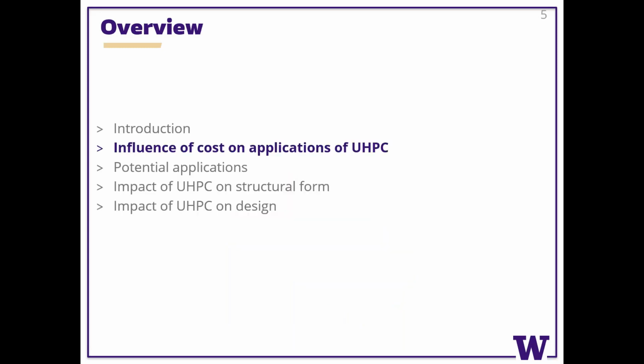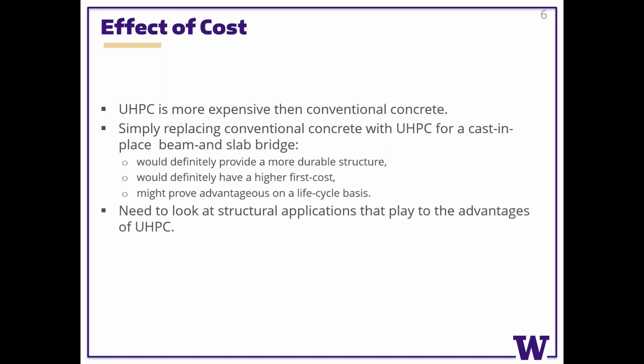So let's take a look at the influence of cost on the applications of UHPC. It's clear that UHPC is more expensive than conventional concrete, and simply trying to replace conventional concrete with it, for example, for a cast-in-place beam and slab bridge, it would provide a more durable structure. It would definitely have a higher first cost because of the obviously higher cost of the material, and it might prove advantageous on a life cycle basis if you work out the reduced cost of the maintenance. So I think the point is we need to look at structural applications that really play to the advantages of the properties of UHPC.